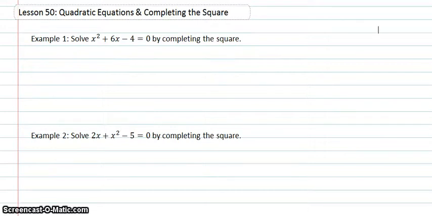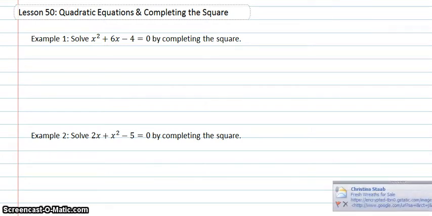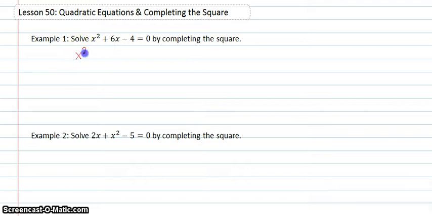In Lesson 50, we look at quadratic equations and completing the square. In our first example, what we need to do first is get the x terms on one side of the equation. So I'll have x squared plus 6x, and that's going to be equal to a positive 4 because I moved that to the other side of the equal sign.